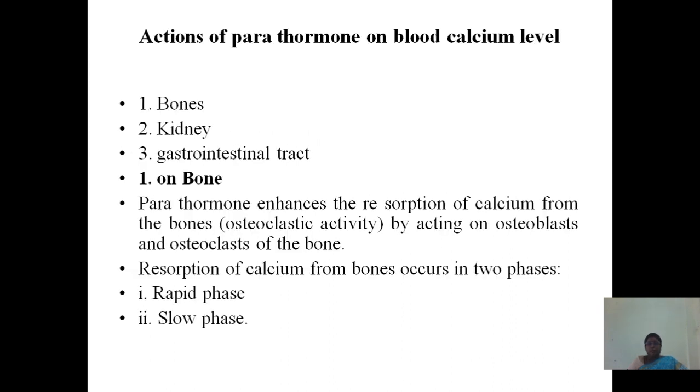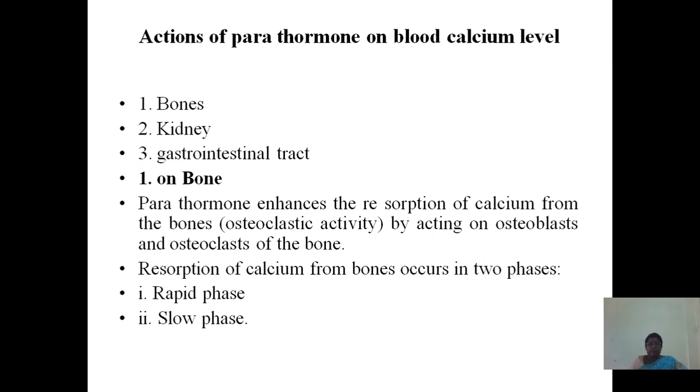Action of parathormone on blood calcium level. Its action is on the bones, kidneys and gastrointestinal tract. On the bone, parathormone enhances the reabsorption of calcium from the bones through osteoclastic activity, by acting on osteoblasts and osteoclasts of bone. An osteoblast is a cell that helps in the formation of bone. An osteoclast is a cell that helps in the breakdown of bone.